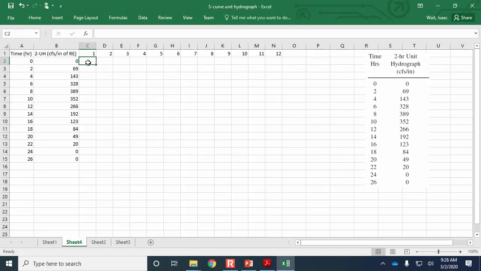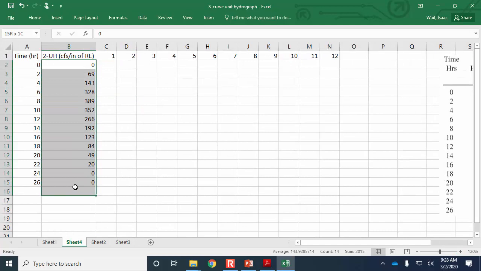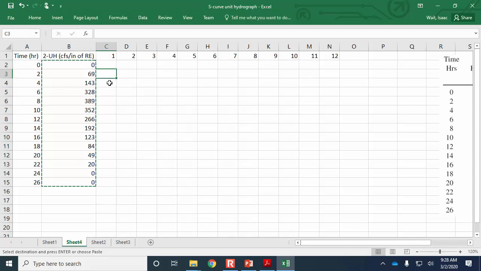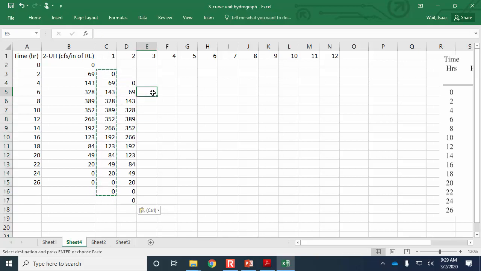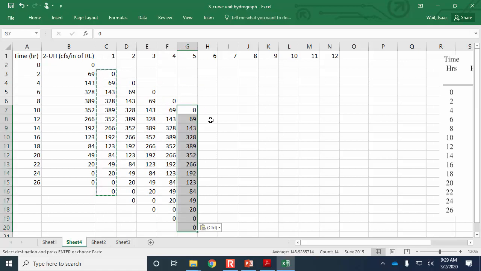Now, what you're going to do is lag by 2 hours, because this is a 2-hour unit hydrograph. Does everybody have the original hydrograph typed in? Just copy the whole thing, Control-C, and then paste it delayed by 2 hours in the first column, so Control-V. For the second column, you delay it again by another 2 hours, so you just paste. We're pasting down, and then you paste a third time. You just keep lagging by an additional 2 hours with each column.